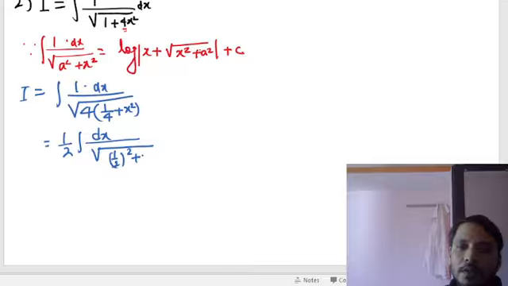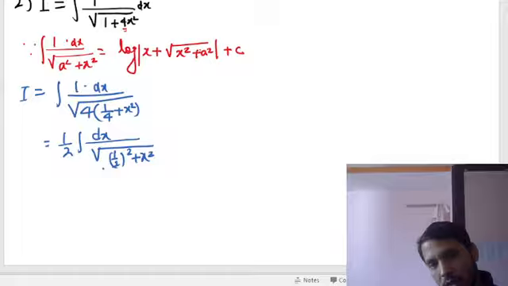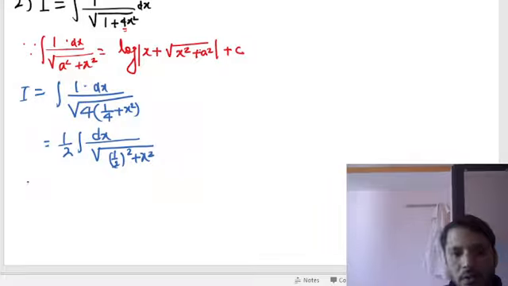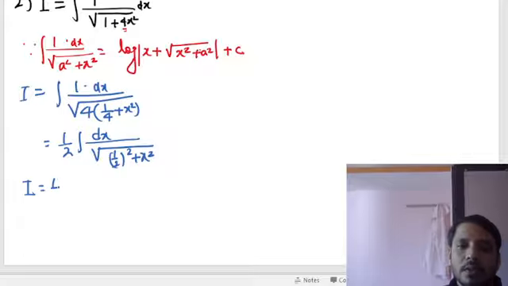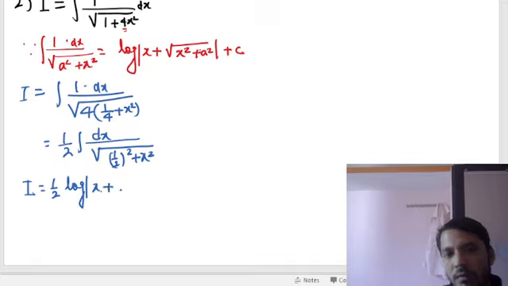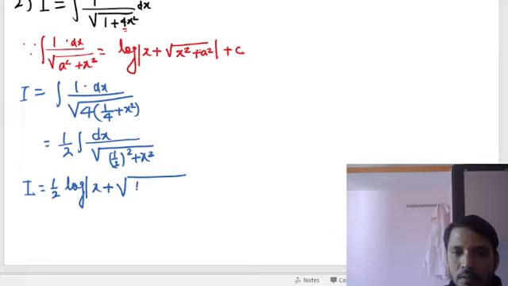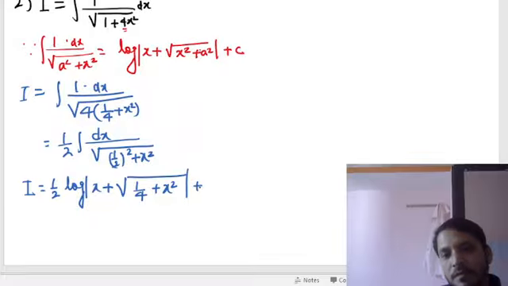plus x square. Now we can see clearly it is in the form of 1 by under root of a square plus x square. So according to that formula, this I will be equal to what? I equal to this 1 by 2 will be as it is, and here log x, so x is x only, that means plus under root of a square plus x square, that means 1 by 4. A square means 1 by 2 whole square, plus x square, and then plus c.